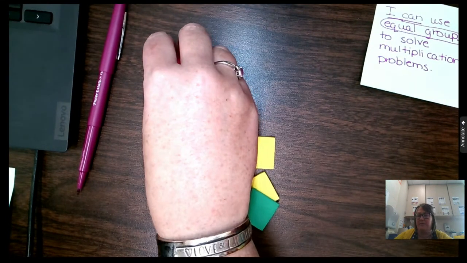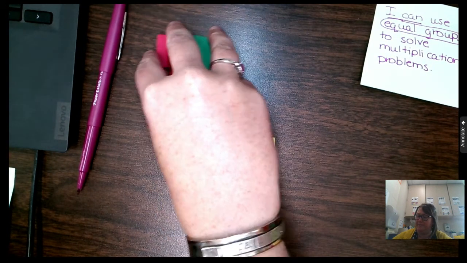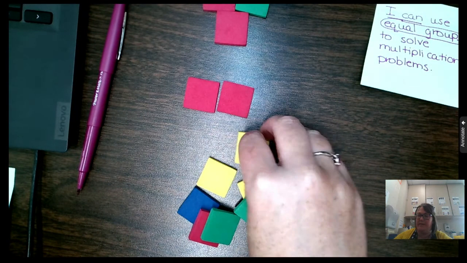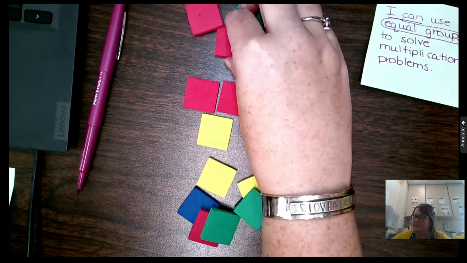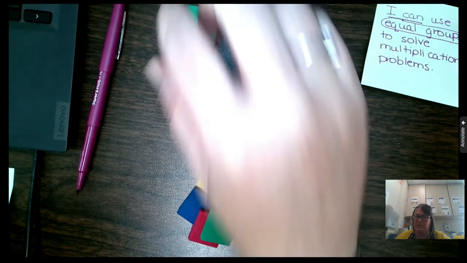There are different ways that you can do this. If I'm going to have 4 groups of 3, I'm going to have a group of 3 there, and a group of 3 there. And this is going to be hard to see. Maybe I'll stack them so that you can see them really well under the document camera. Can you see that there?